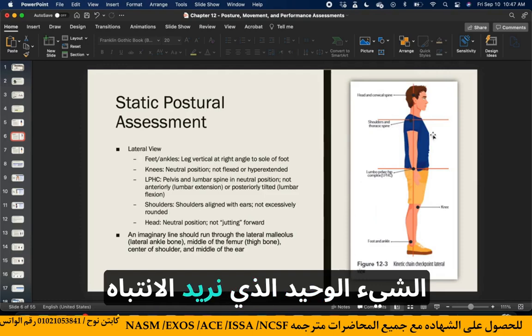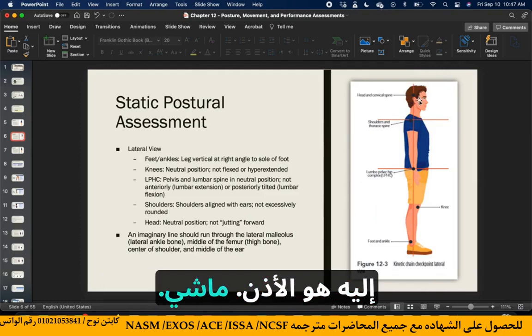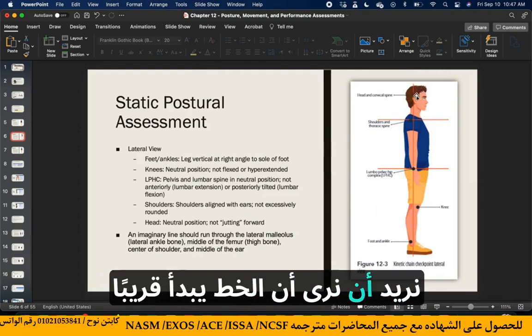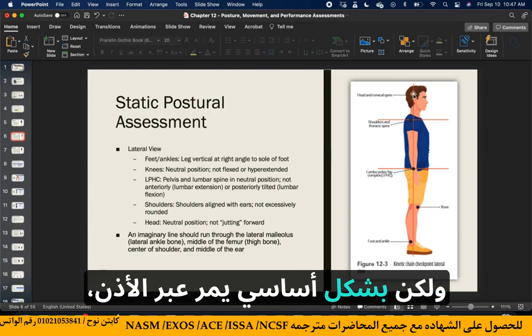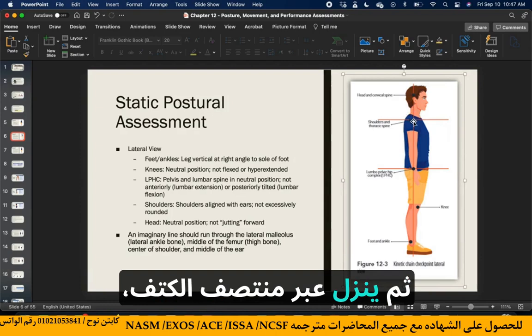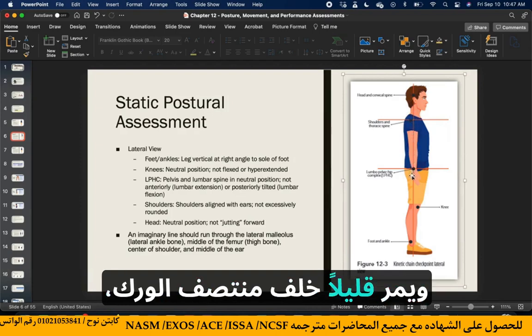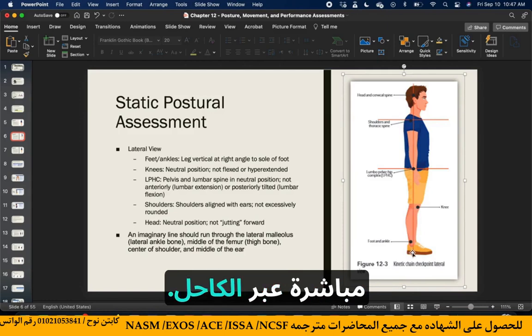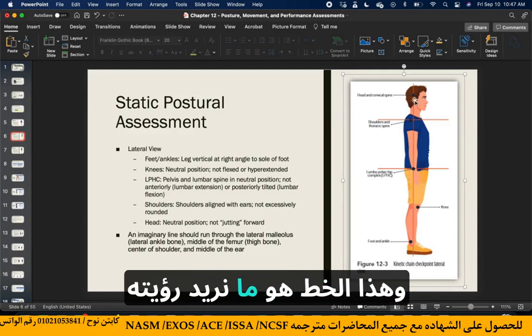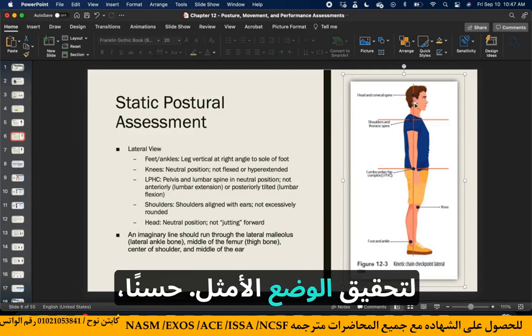The one thing we want to pay attention to is the ear, okay? From the head down, we want to see that line start pretty close, more in that temporal position, but right through the ear, basically down through the midpoint of your shoulder, running down just slightly behind the midpoint of the hip, definitely behind the knee, and then directly through the ankle. That line of sight is what we want to see for optimal positioning.